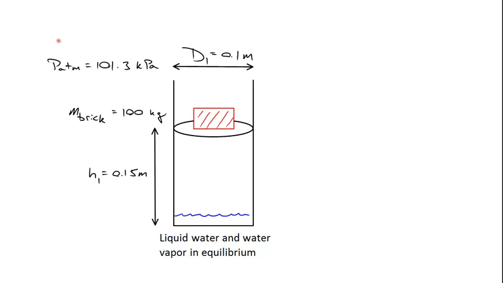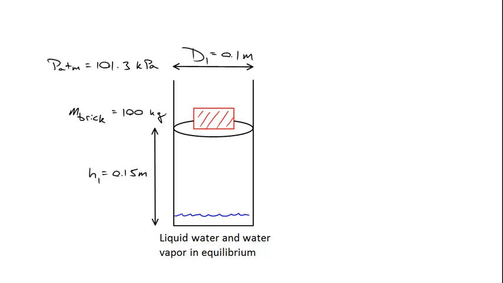Hey, in this problem we've got a frictionless piston cylinder device. It has a diameter of 0.1 meters, and there's a brick with a mass of 100 kilograms resting on top of it. Within the cylinder there's liquid water and water vapor in thermal equilibrium, and you know the height of the piston is 15 centimeters above the bottom of the cylinder.